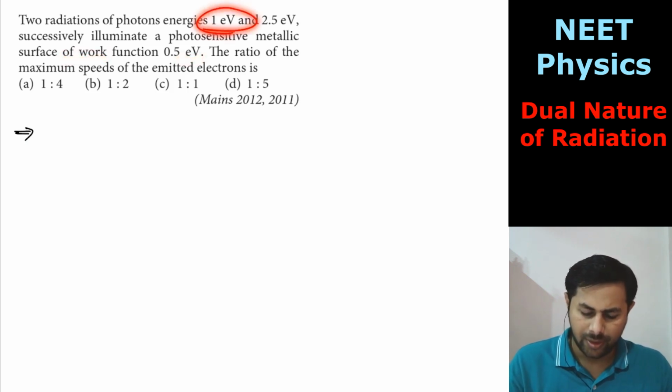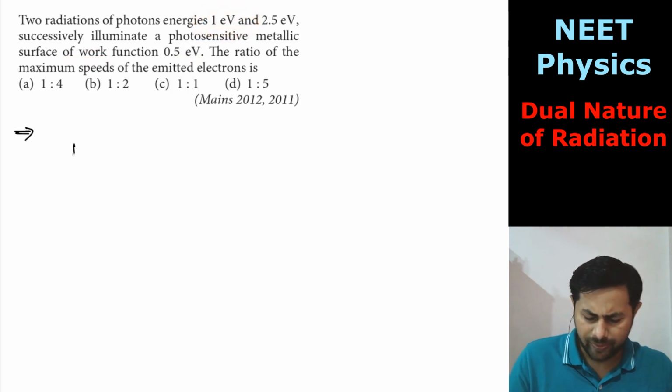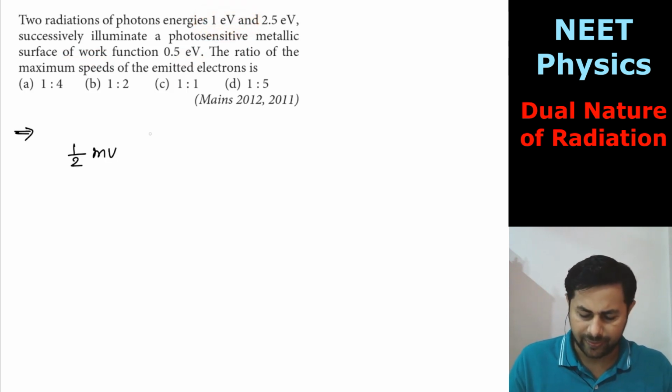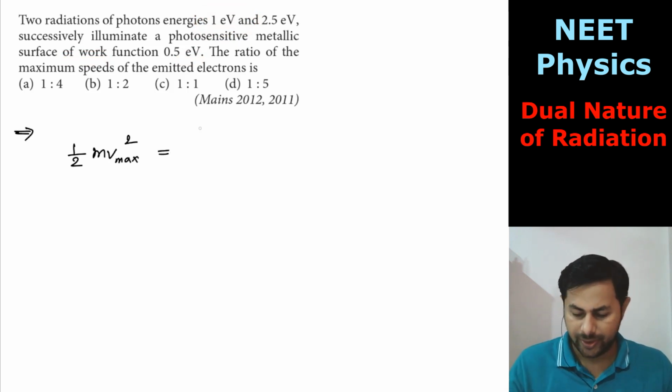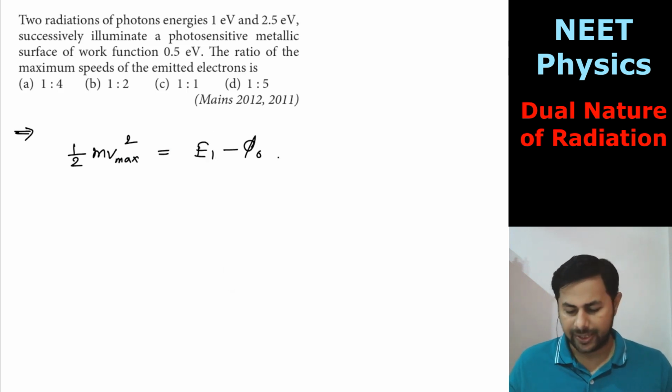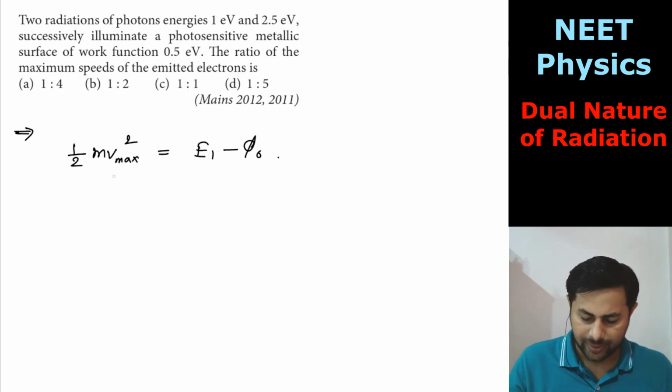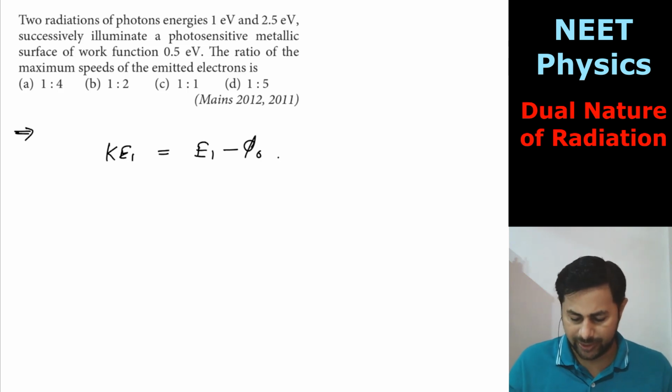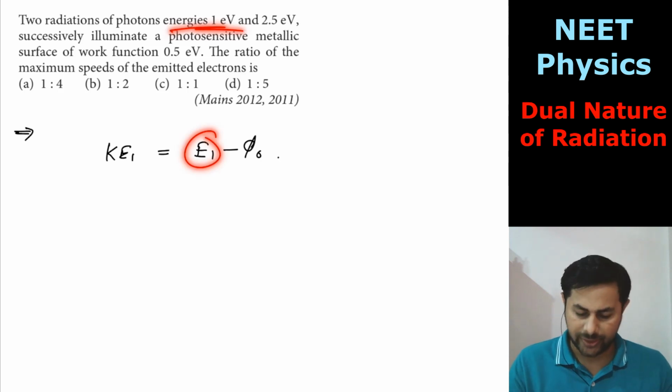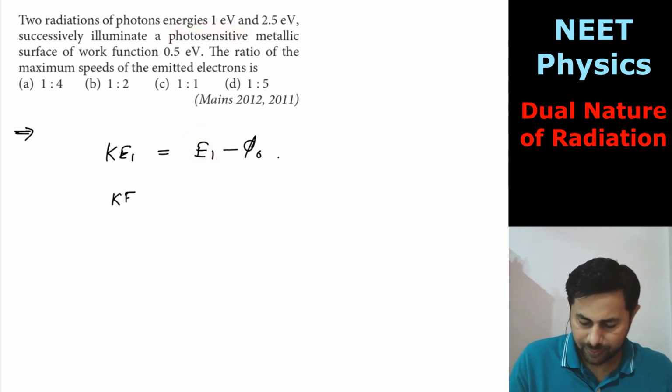So now in the first case, half m V max square is equal to the energy of the photon E1 minus phi naught, and in the second case, half m V max square would be equal to E2 minus phi naught. So let's say KE1 is equal to E1 minus phi naught, where E1 is the energy of photons, and KE2 is equal to E2 minus phi naught.